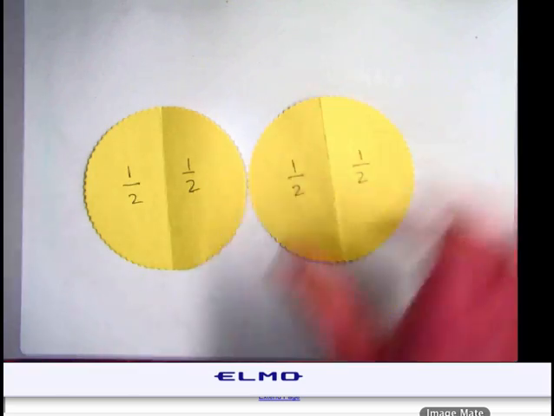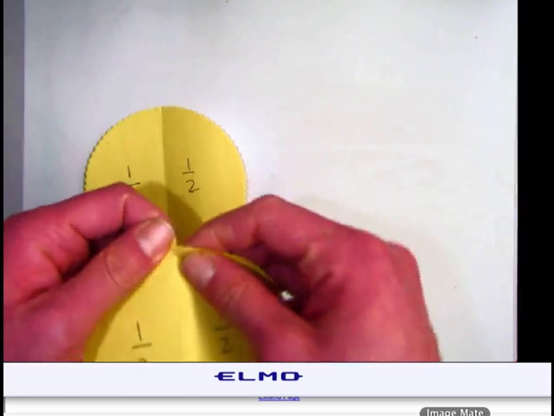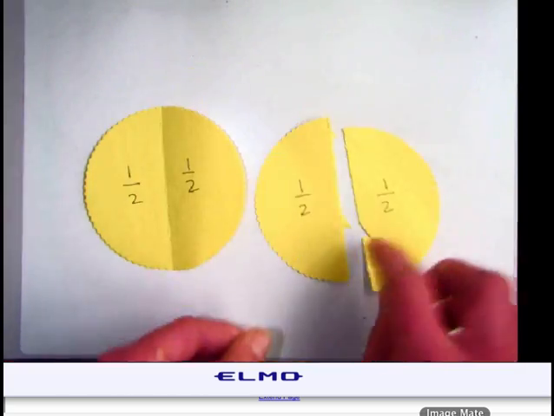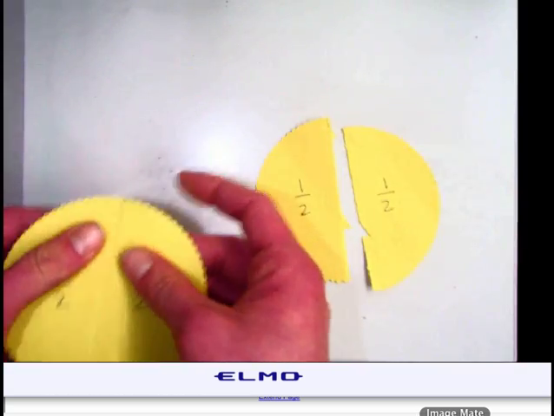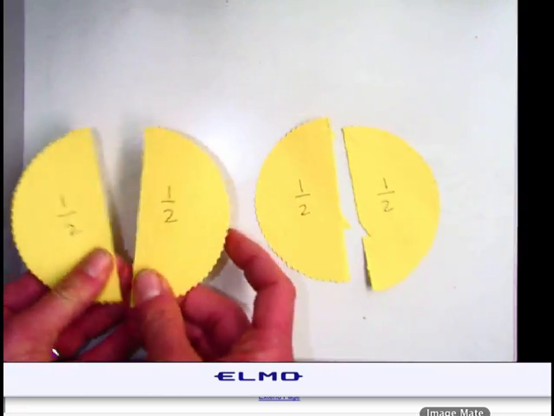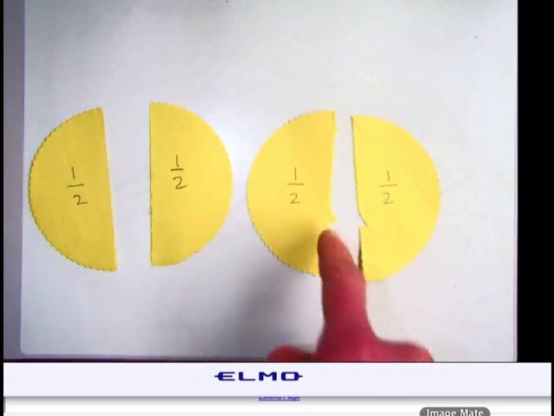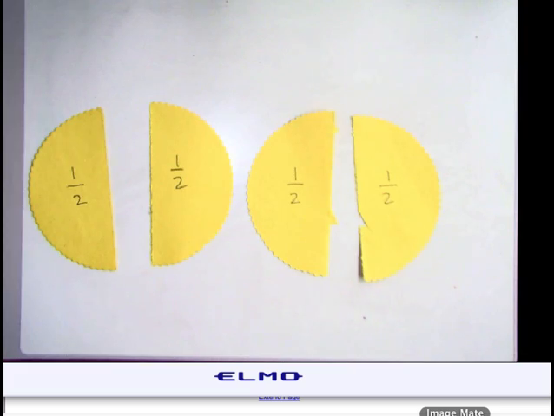Now I'm going to rip them in half. I love ripping paper. It's just fun. Oops! Well, there you go. Just pretend with me. You didn't see that happen. Okay, so I've chopped my pizzas in half. Unfortunately, I got a little bit more cheese on this side, but that's okay.